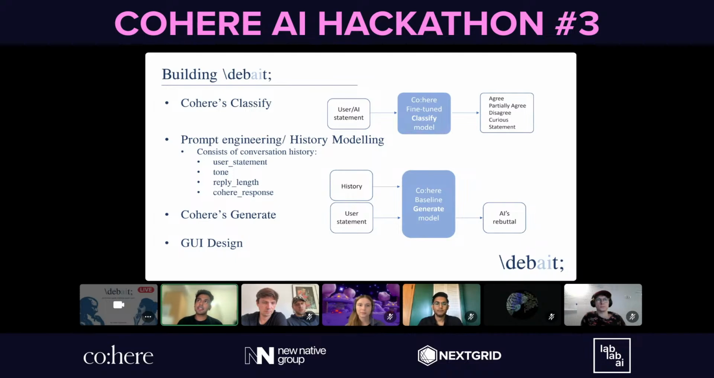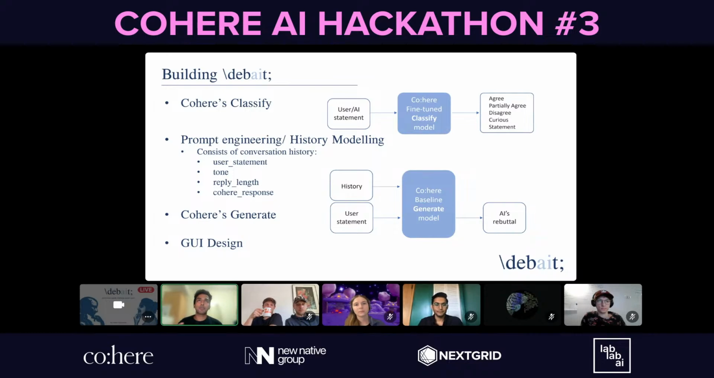What it does is it takes in the user statement, or whatever the AI statement is, and essentially classifies it into the 5 classes you can see on the top right there. So we have agree, partially agree, disagree, curious, which essentially would be questioning or trying to find out more, and then a statement, which is just adding more information.